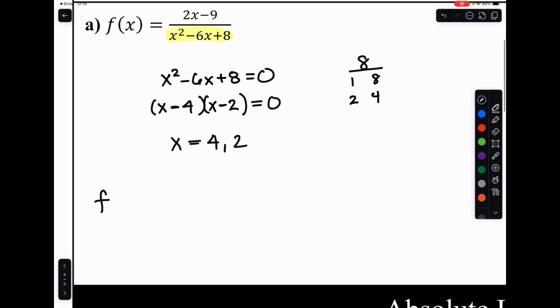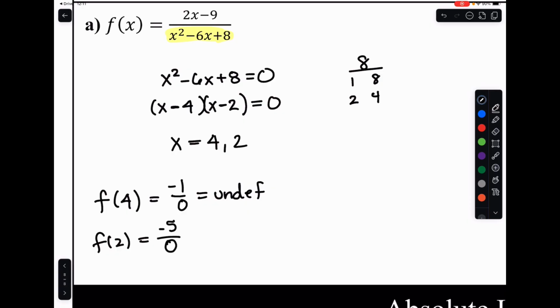when I evaluate f of 4, we're going to get some number in the numerator. Well, let me plug it in. So if I plug it in right here, 2 times 4 is equal to 8, and 8 minus 9 equals -1. But -1 would be divided by 0, which again is undefined. And then when I plug in 2, I will end up with -5 in the numerator, but yet again, I end up with 0 in the denominator.